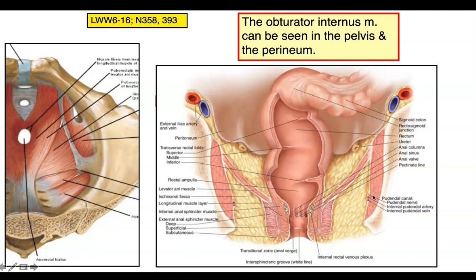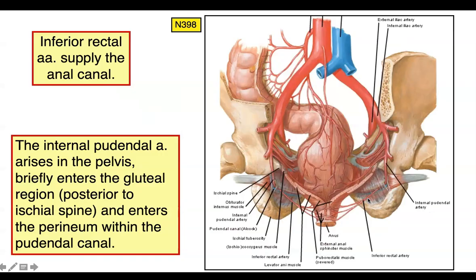And on the lateral wall of the ischial fossa, on the obturator internus fascia, there is a fascial tunnel or canal, which we call the pudendal canal. And that pudendal canal has the pudendal nerve, internal pudendal artery, and internal pudendal vein.